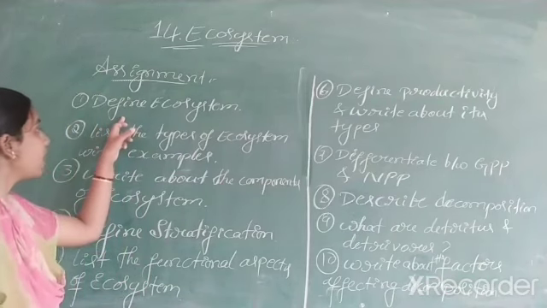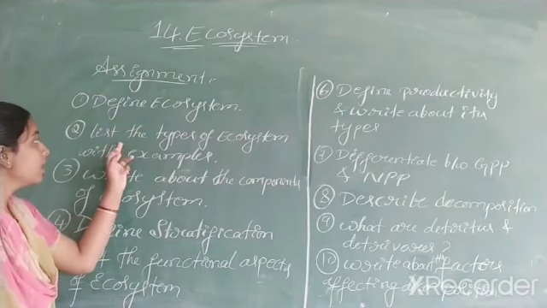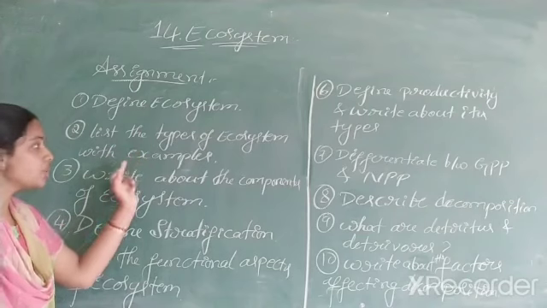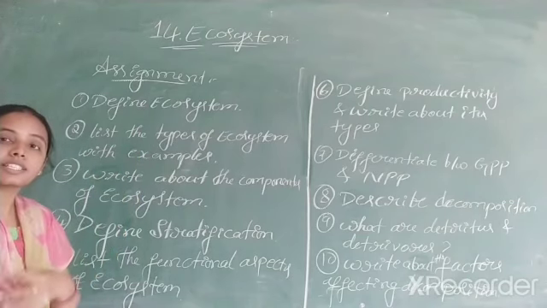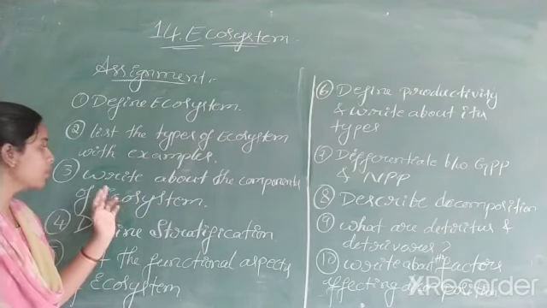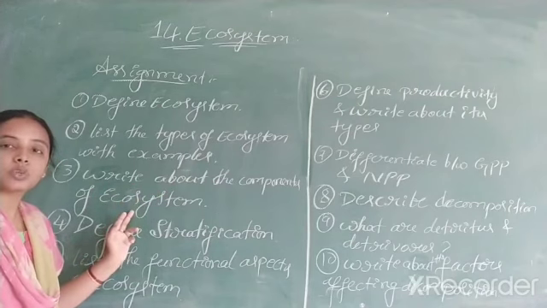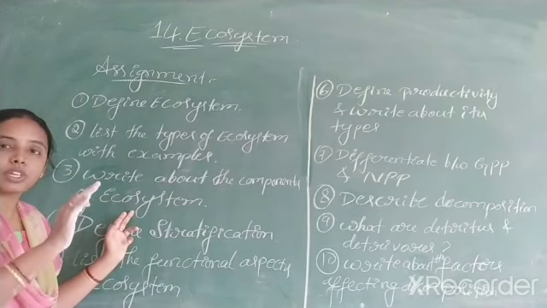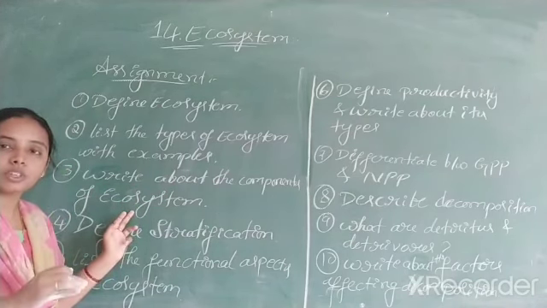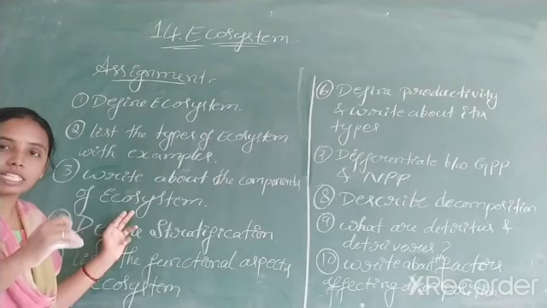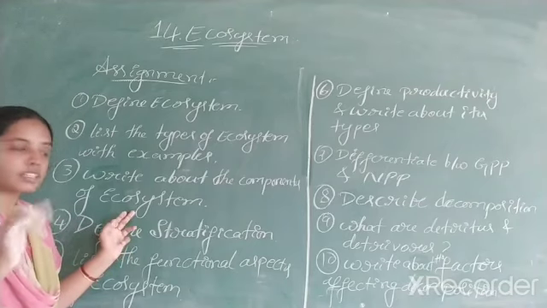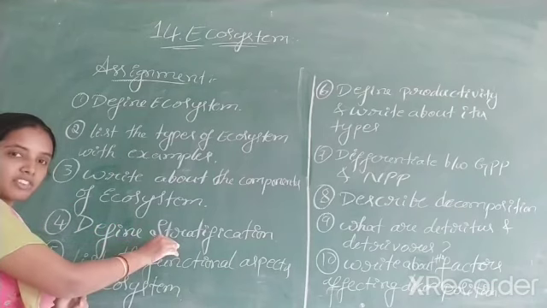First one, define ecosystem. List the types of ecosystem with examples: terrestrial, aquatic and other types of ecosystem. Write about the components of ecosystem: biotic components, producers, consumers, decomposers; consumers are of three types; and abiotic factors. Define stratification.